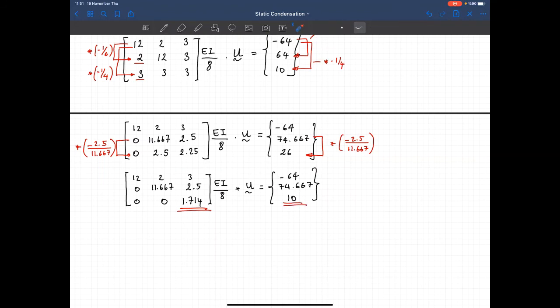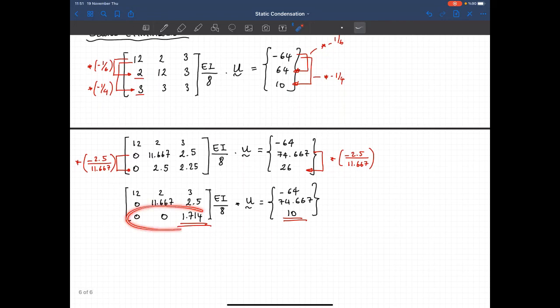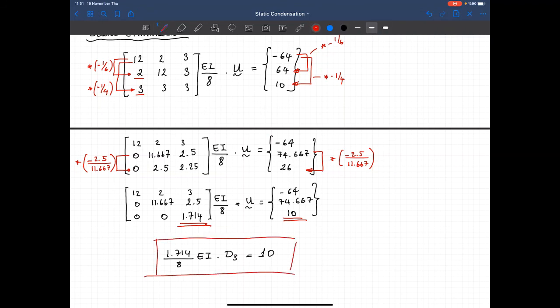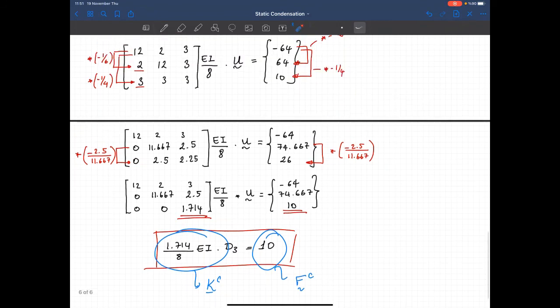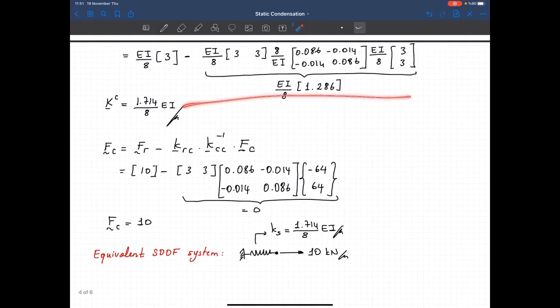And if you write down your third equilibrium equation, you multiply this with the displacement vector, it should give you 10. So let's write it down. 1.714 over 8 EI multiplied by D3 should give us 10. And this is our equilibrium equation. And if you think about it, this is my Kcc matrix, the condensed stiffness, and this is the Fc vector.